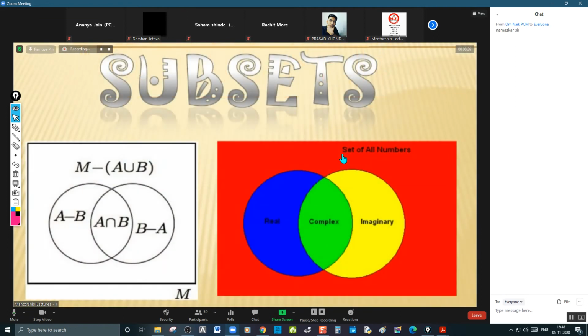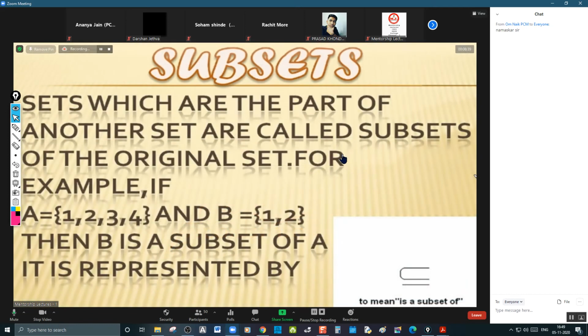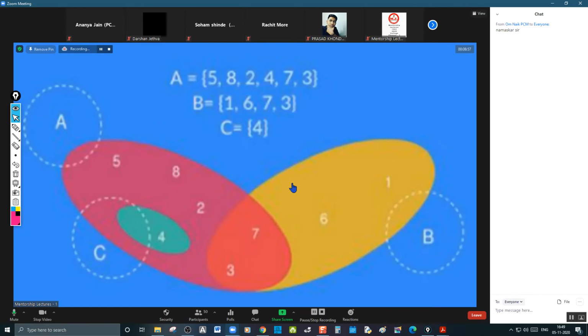Subsets. So if you take PCM, it is a subset of MJ College. Set theory is used in the field of economics also. Similarly, in any presentation, if you make use of sets, that will give you a great impact, and that will make the presentation very easy.